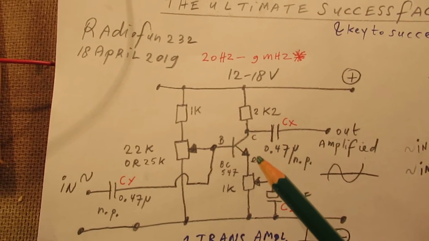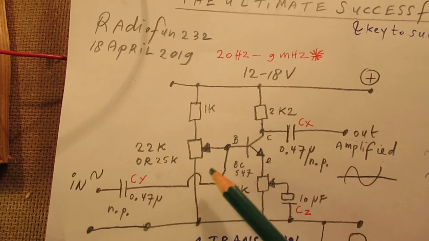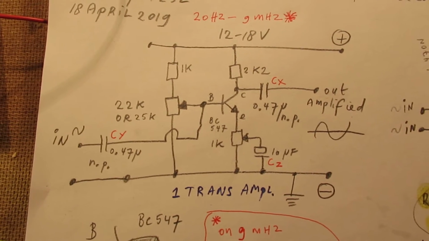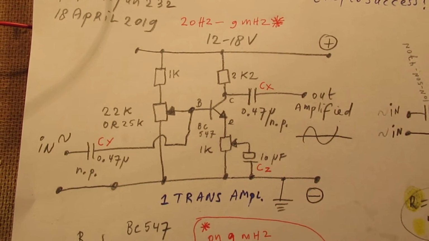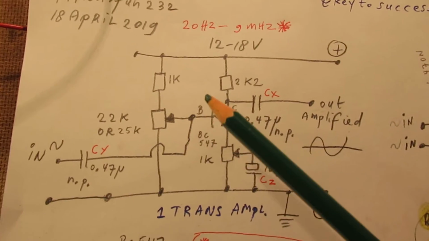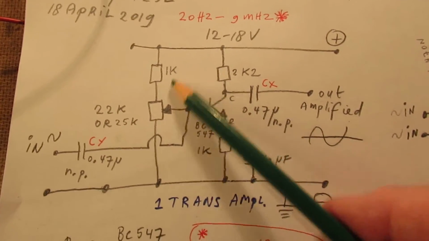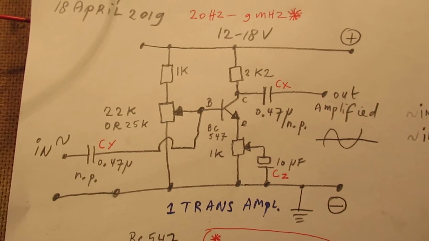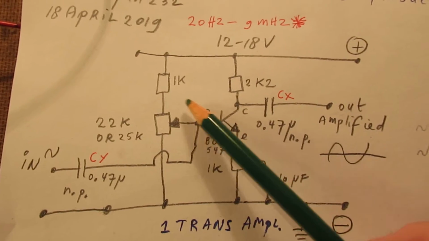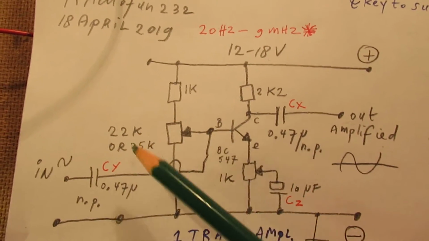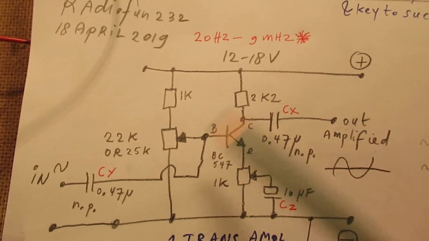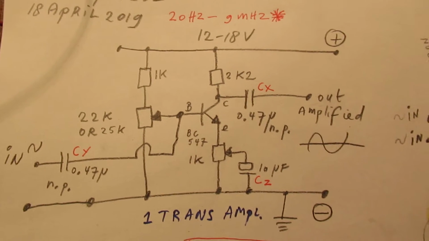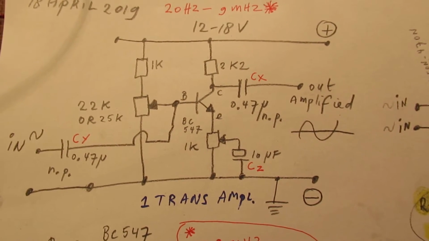A classical bipolar transistor, and here we set the biasing, the working point. In many circuits on the internet, on all kinds of websites, you see fixed value resistors here. And my advice is don't use them, because even slight changes in the setting of the bias of the transistor can give audio distortion or whatever distortion.